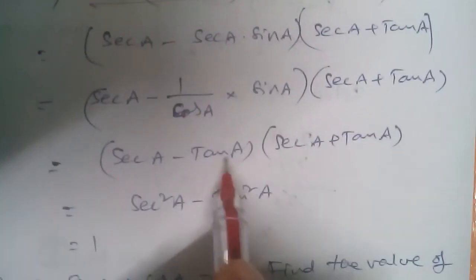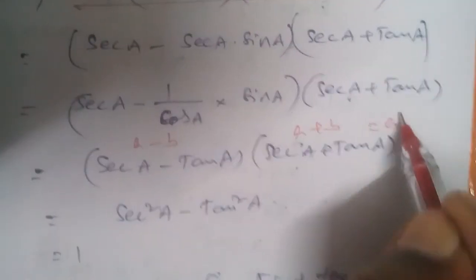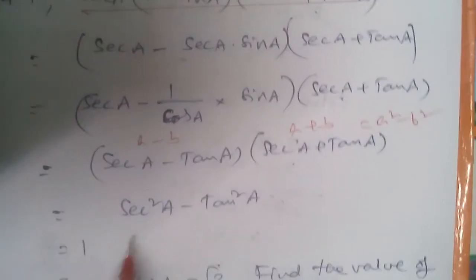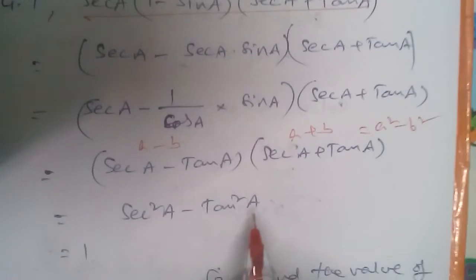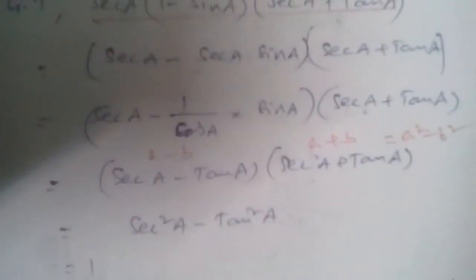so sin a by cos a will be tan a. So we get secant a minus tan a, this is a minus b, this is a plus b. We'll write a square minus b square. So we'll write secant square a minus tan square a. So secant square a minus tan square a is equal to 1.